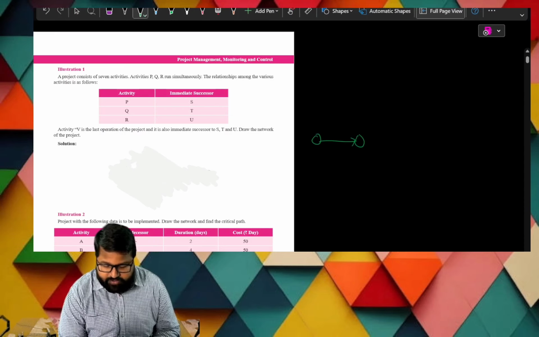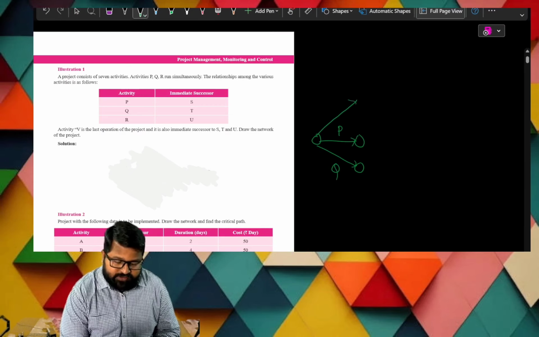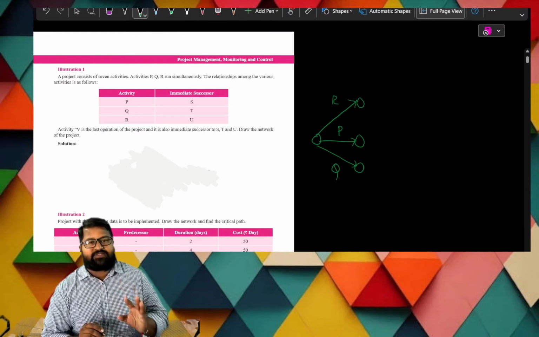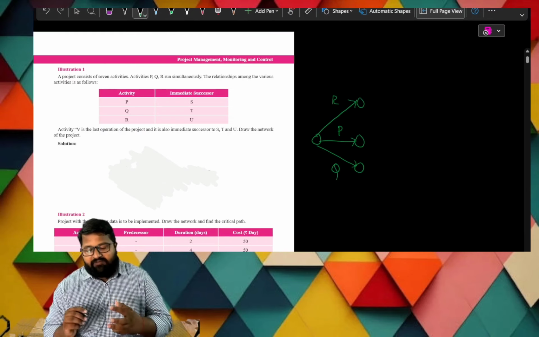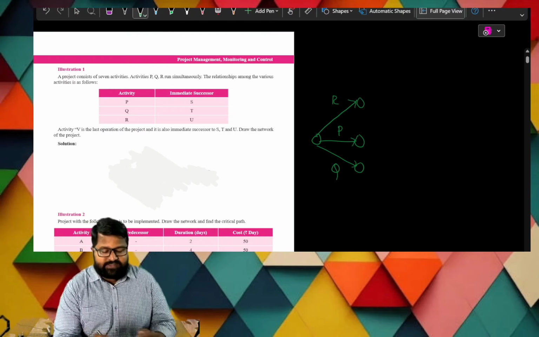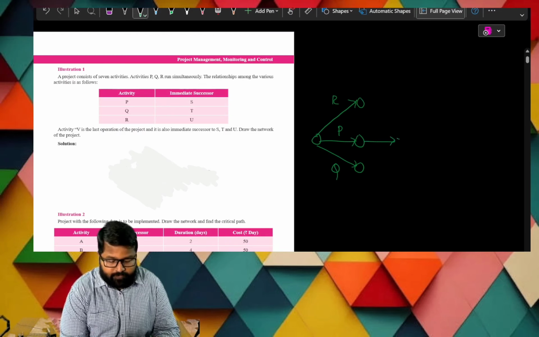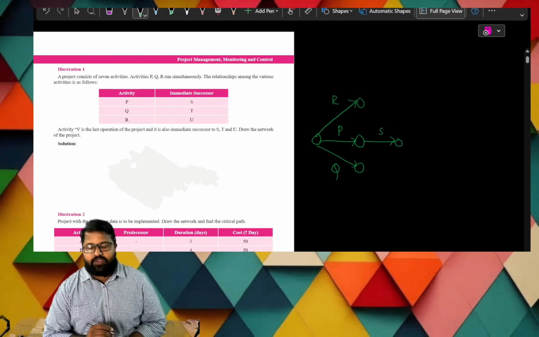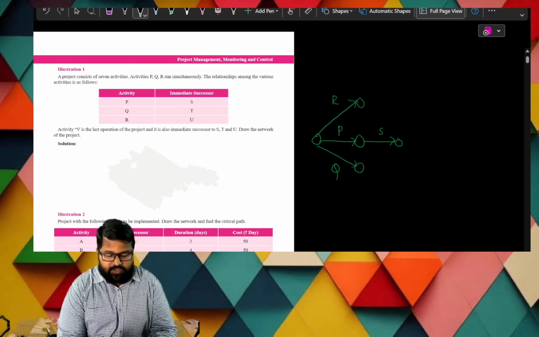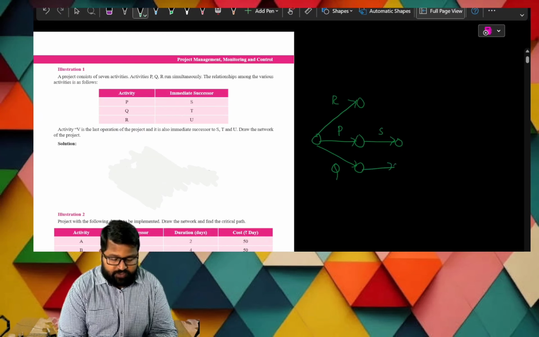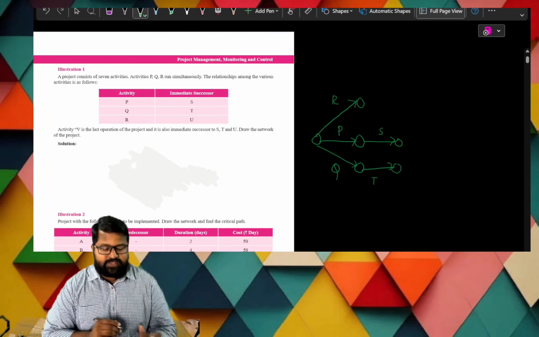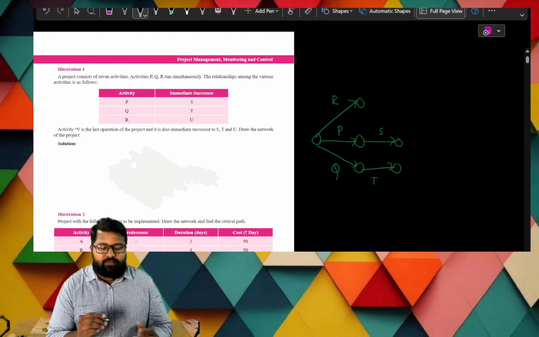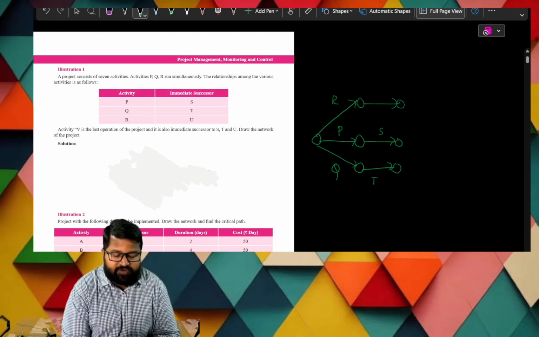This is P. This is Q. And this is R. Next, what are the other activities? After P, which activity starts? S is the activity starting. Next, after Q, T is starting. Next, after R, which activity starts? U is the activity starting after R.